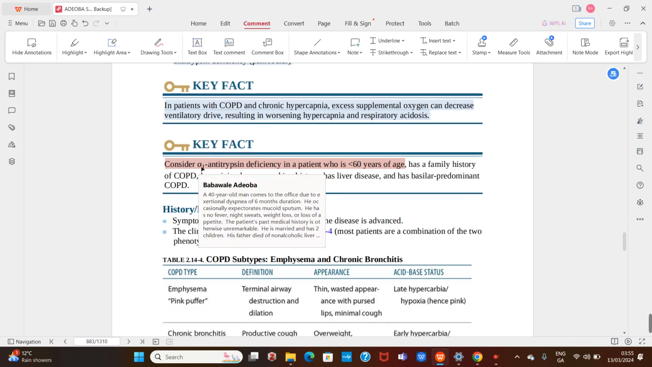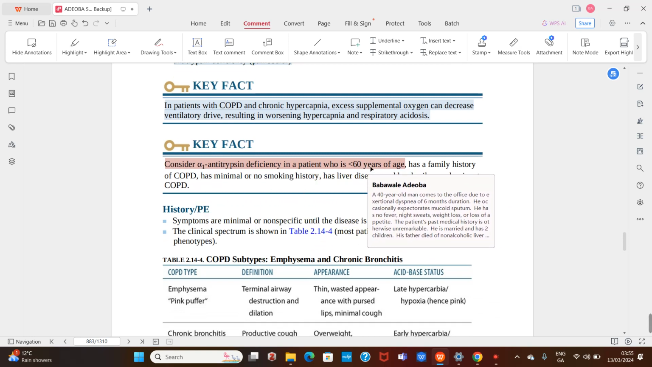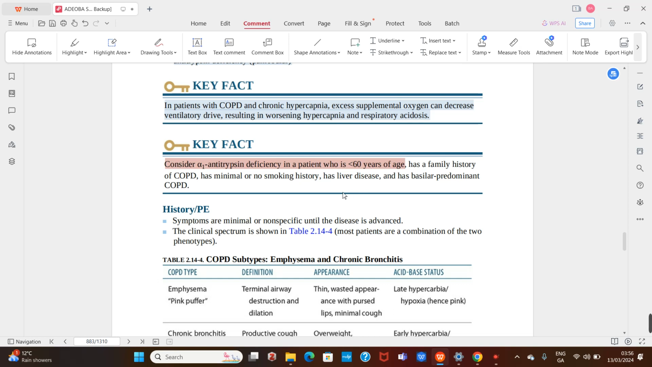So you want to consider alpha-1 antitrypsin deficiency in a patient that is less than 60 years. We already know this from our step 1. This is straightforward. Alpha-1 antitrypsin can cause both liver problem and lung problem. The liver problem is because what is majorly responsible for that deficiency is misfolding of that protein. There's a form of abnormality in its production. So it becomes misfolded, and that misfolded protein can deposit in the liver, causing liver problems, which can even progress to liver cirrhosis and eventual hepatocellular carcinoma.